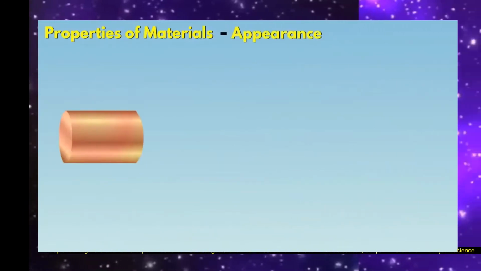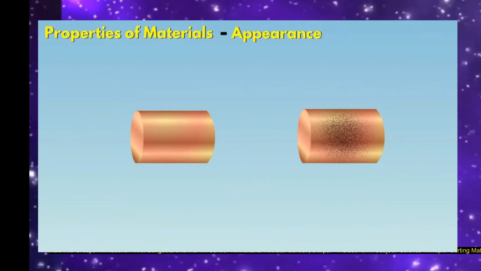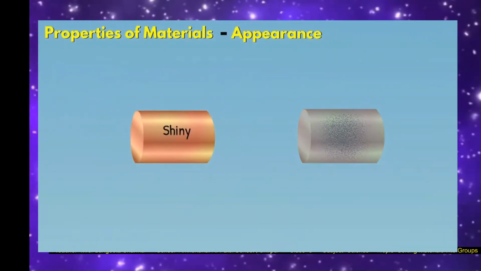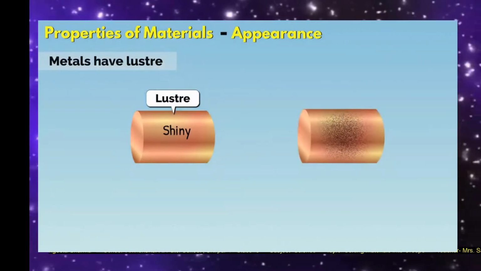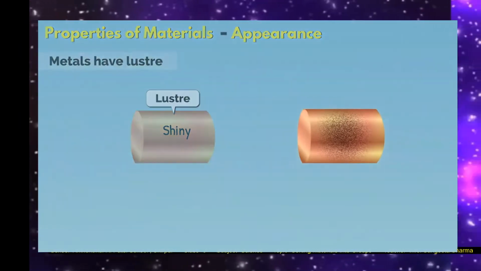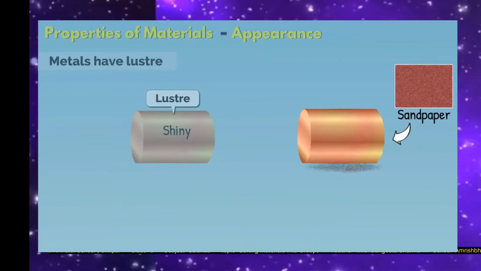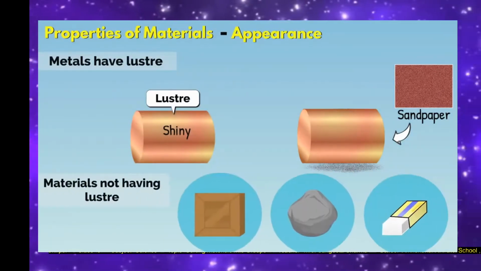Appearance. It gives idea about the visual look of the material. If a material appears shiny, then we say that it has a property called luster. Usually, metals have luster. If you don't see luster on metal, try to rub the metal with sandpaper. You will see the metallic luster. Other materials do not have luster.